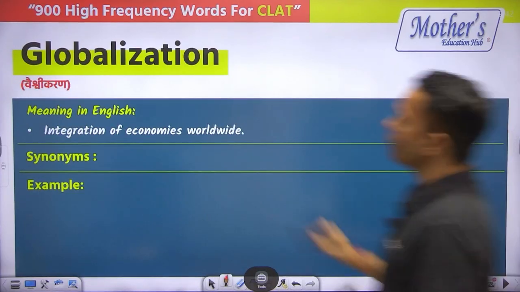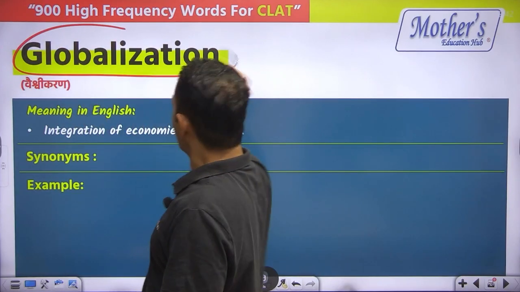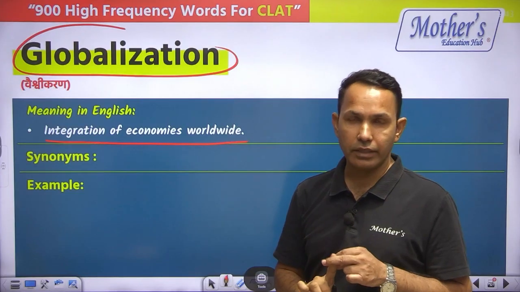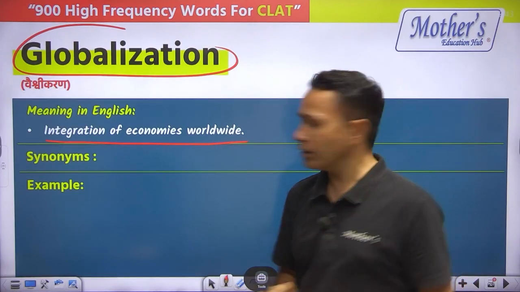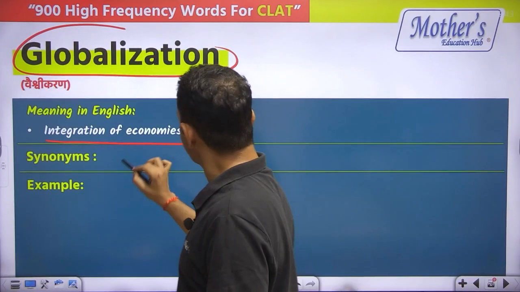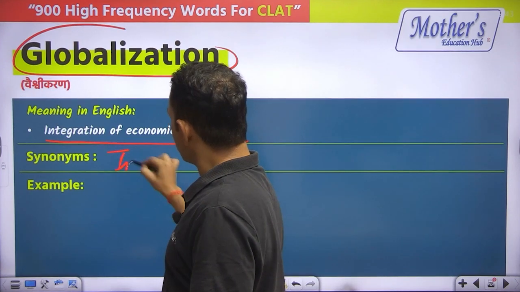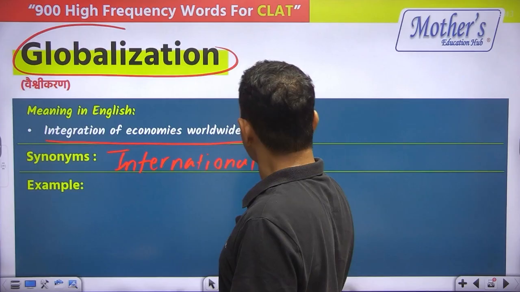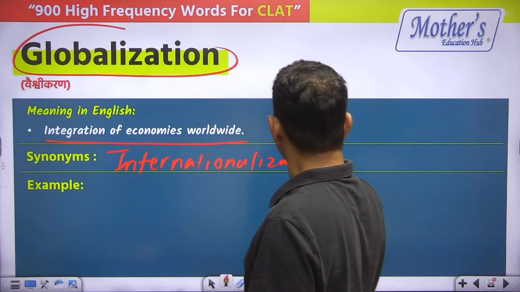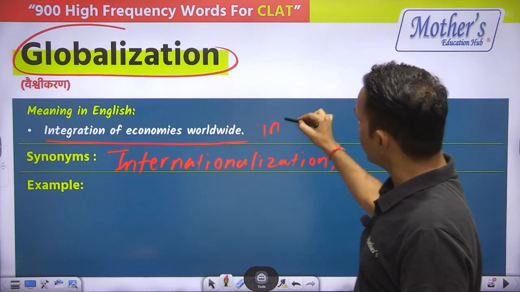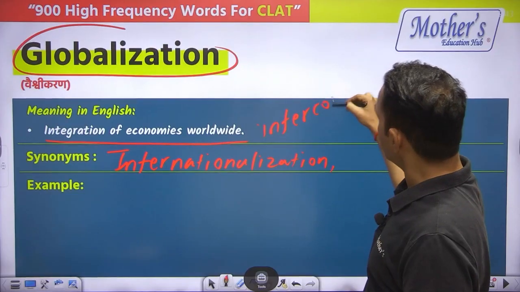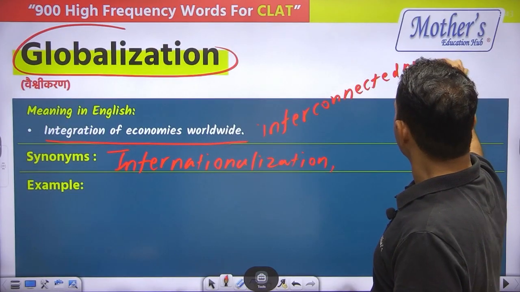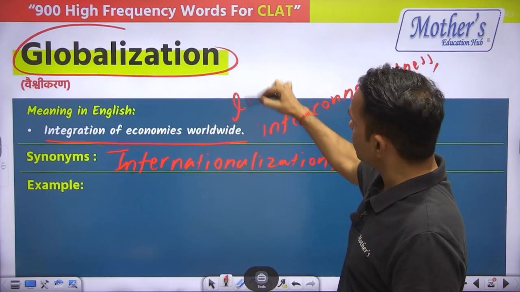Our next word is globalization. Globalization means integration of economies worldwide. Similar words are internationalization, internationalization of markets, interconnectedness, liberalization.